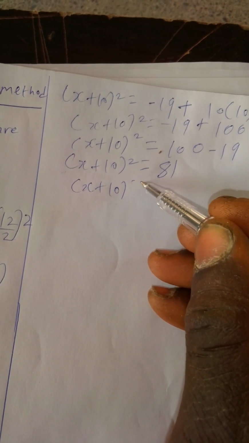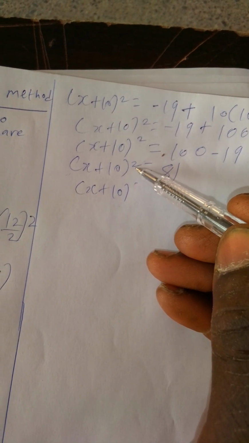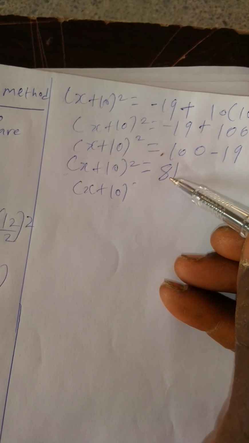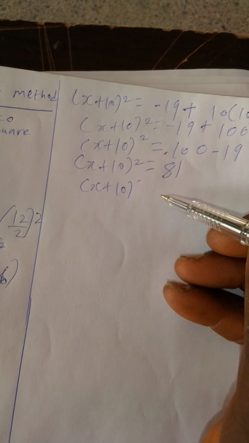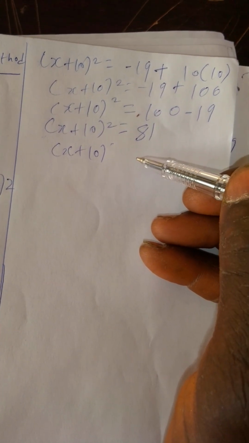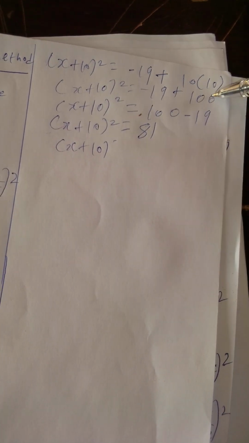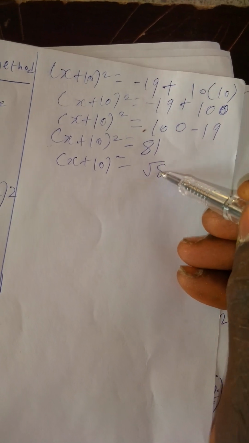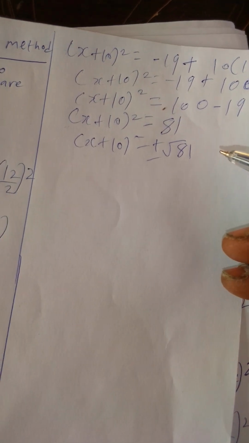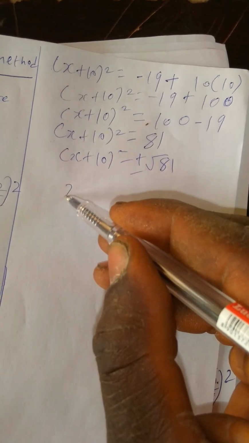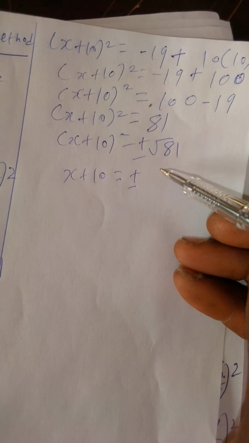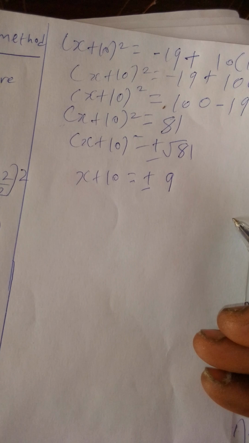Are you following? So we have x plus 10 squared. Okay, no need of writing the square. This square will turn to the square root of 81, and it will have plus or minus, since we are dealing with a quadratic equation, and a quadratic equation must have two values. So we have x plus 10 equals to plus or minus the square root of 81. The square root of 81 is 9.